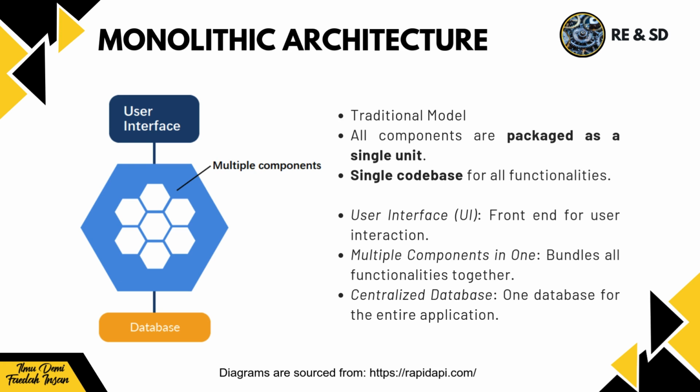As we can see from the diagram, the monolithic architecture includes a user interface that acts as the front end, where users interact with the application. Within this architecture, all components with different functionalities are bundled together into a single application. Finally, a single centralized database supports the entire application.